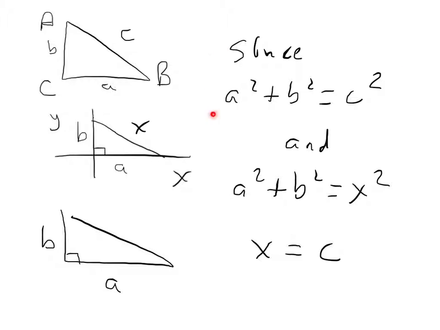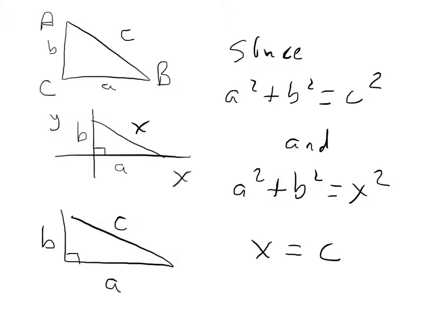So since in our original triangle we're given a squared plus b squared equals c squared, on the triangle that we're creating on the xy axis here, by the Pythagorean theorem, we know that a squared plus b squared equals x squared. And if we then look at those two equations together, we can see that x then must equal c. So then looking at this triangle that we created here, we know then that we have its hypotenuse equal to c.